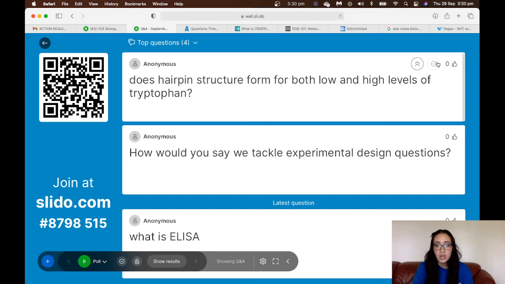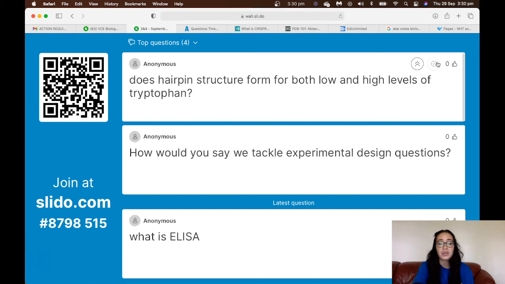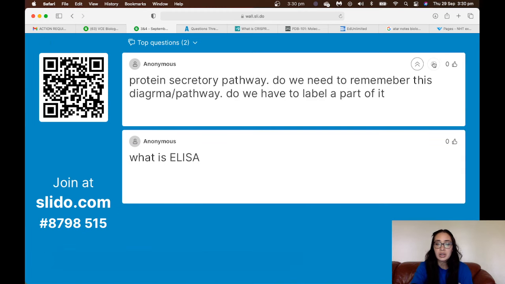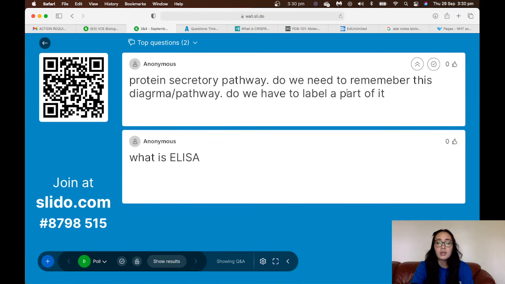There's hairpin structure for both low and high, but the high levels of tryptophan is a faster hairpin where the ribosome falls off. This one, taking a step back, considering all factors like variables, independent, dependent, constant, and then ethical considerations and errors is important. Just know a bit of it.